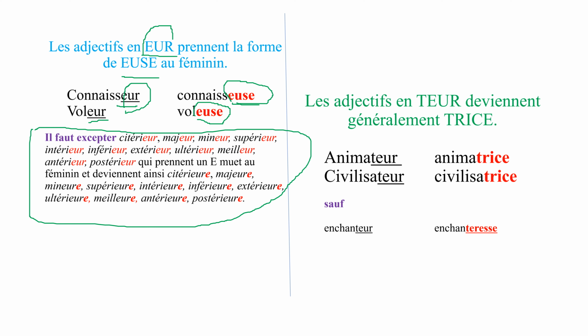Moving on, les adjectifs en TEUR, you change that into TRICE. So adjectives ending in TEUR, you change that into TRICE. Animateur becomes animatrice, TRICE, and here it is. Civilisateur, TEUR, becomes civilisatrice, TRICE. Exception, enchanteur does not become enchantrice. No, it becomes enchanteresse, T-E-R-E-S-S-E.